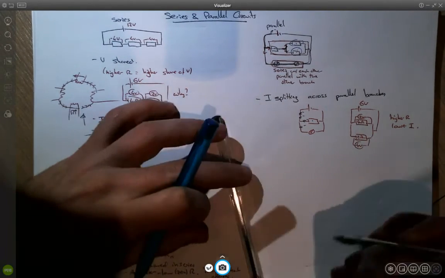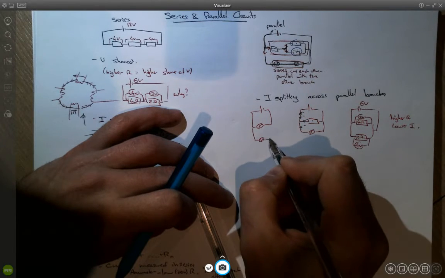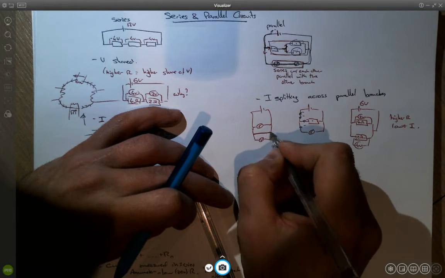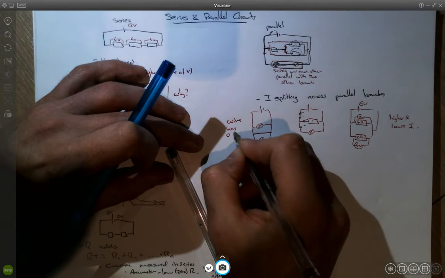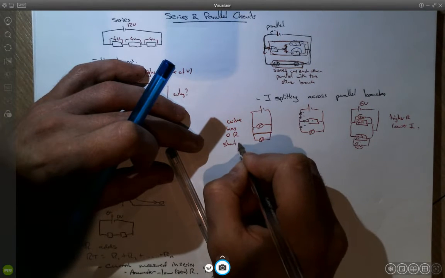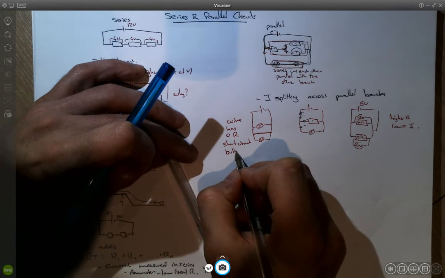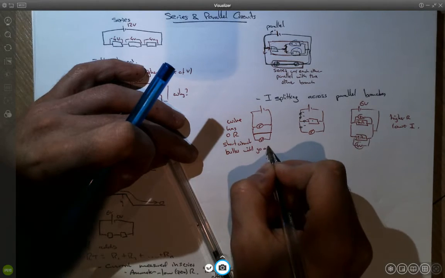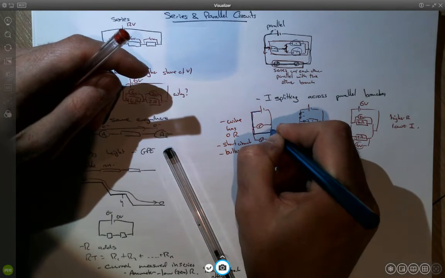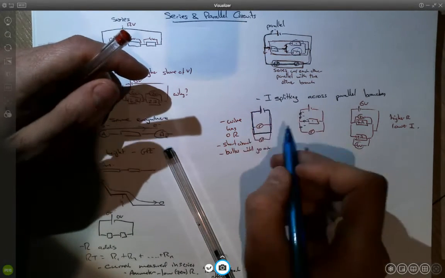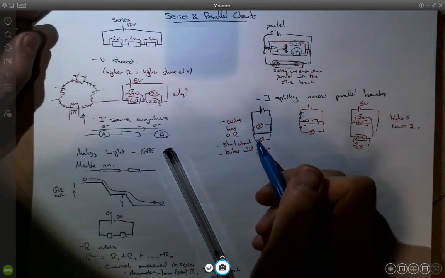Sometimes this catches people out as well. If I had a circuit like this, and then I put a wire here, what's going to happen? Okay, the wire has 0 resistance, so it's a short circuit, and both bulbs will go out. So all of the electrons will take the easiest path. They'll go through the route of least resistance, and there therefore won't be enough current to make the bulbs light. And this often is asked at GCSE.